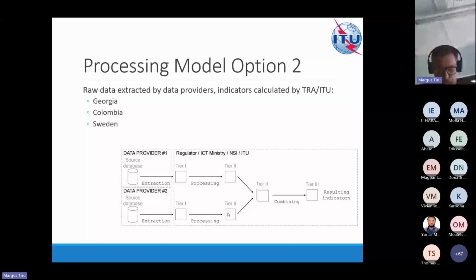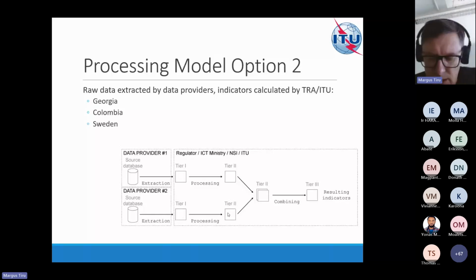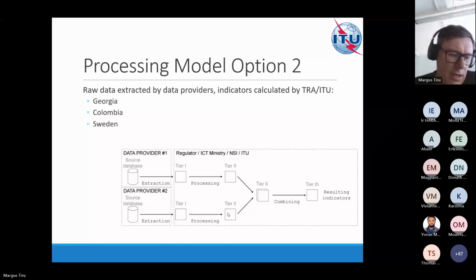The third model, which Frederick mentioned, is where there's a sandbox, and external parties such as the regulator or ICT Ministry can access the sandbox, play somewhat with the sample data, create the algorithms, and then the algorithms are run on the whole data set. We did not employ it, but obviously this is also an option.